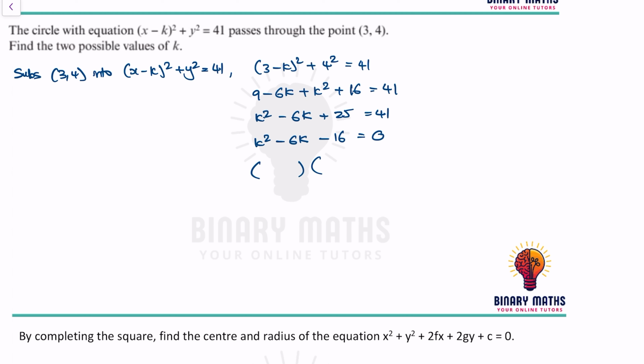I need to factorize it. This looks like it's going to factorize. So I want two numbers that multiply to give you −16 and add to give you −6. That works out to be −8 and +2, which means k + 2 = 0 or k − 8 = 0, which implies k = −2 or k = 8. So those are my two possible values of k.